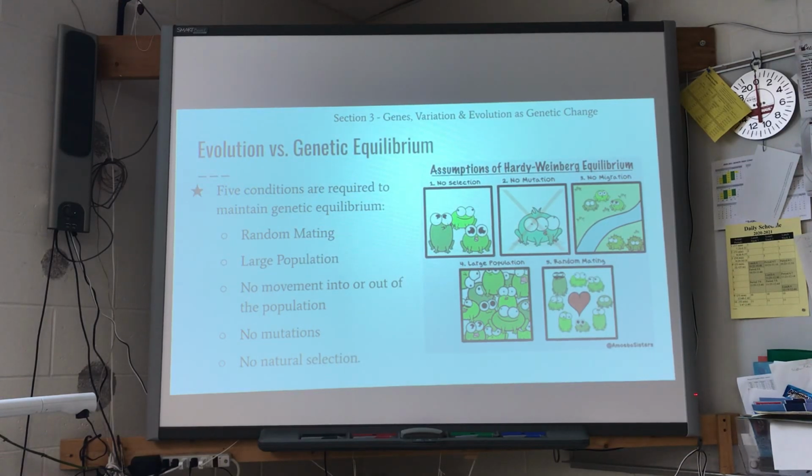So if one of these 5 is not true, then species are going to change with time. That's what this is saying. So the idea is all mating has to be completely random.